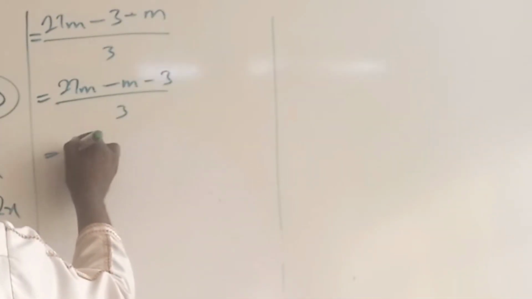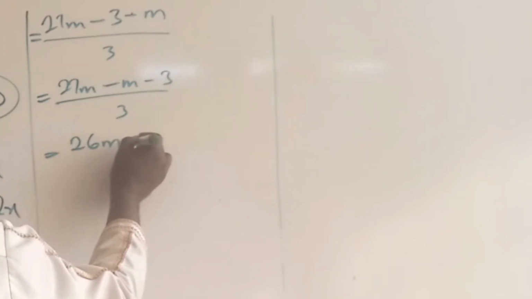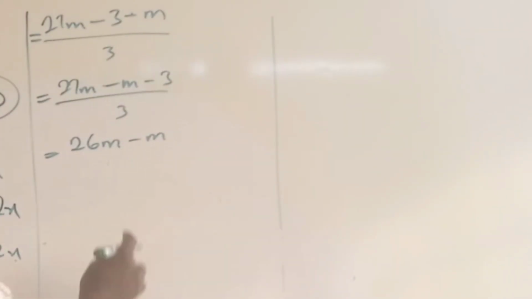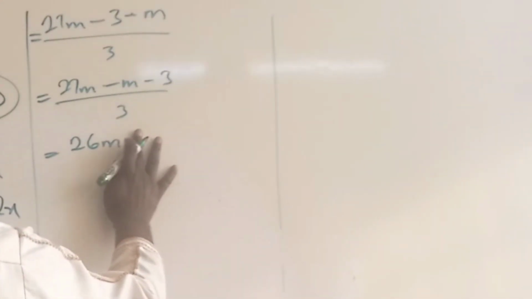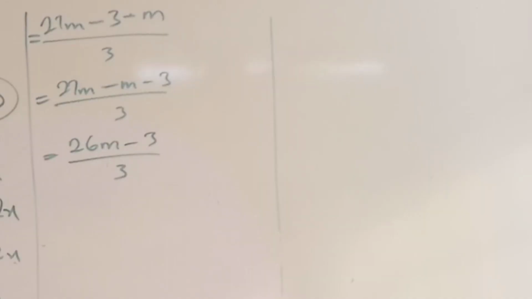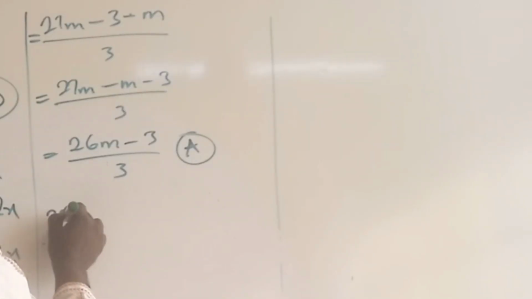So this gives 26m minus m. 26m minus 3 divided by what? 3. You see this option A. Then 39.